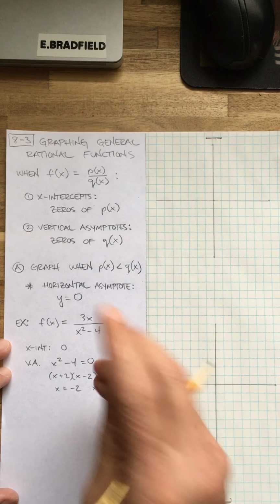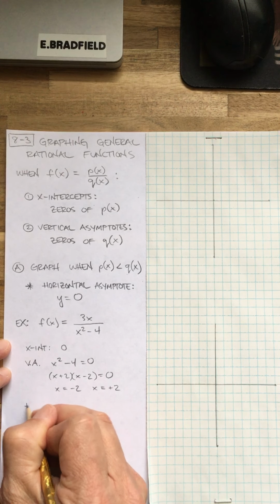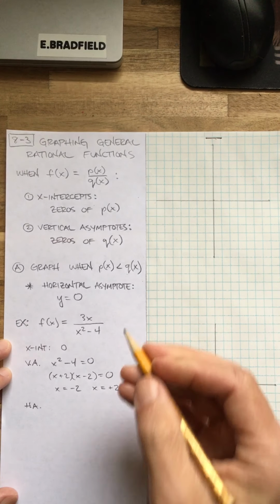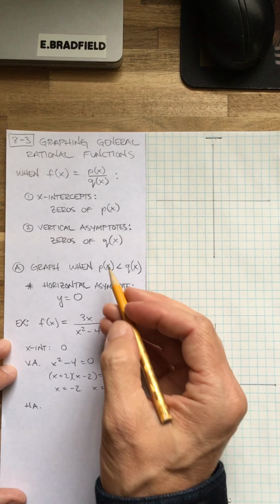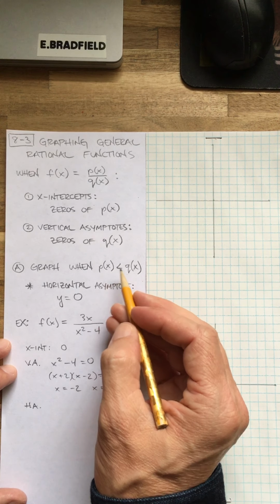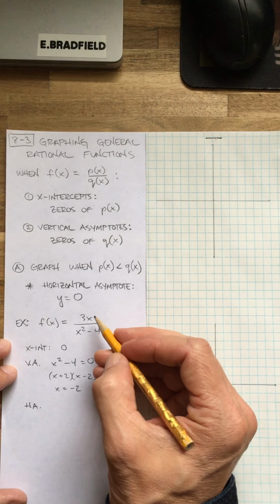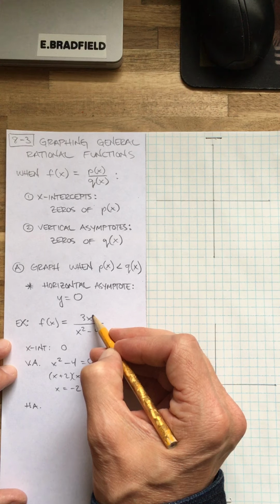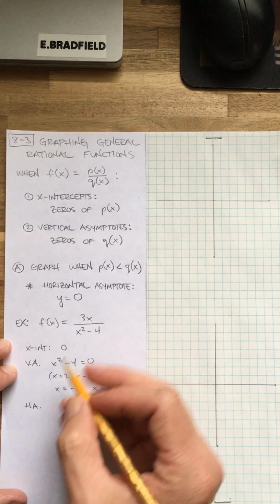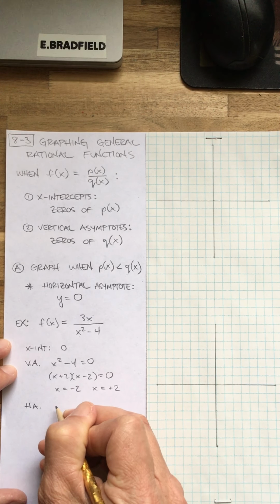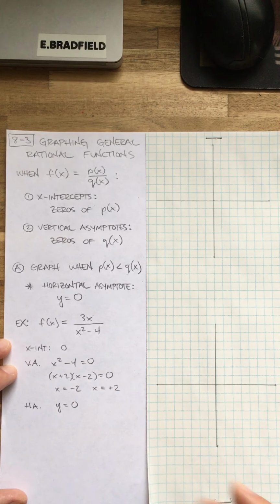vertical asymptotes. And finally, we have a horizontal asymptote, and that is always going to be y equals 0 in this case, when the degree of P of x is less than the degree of Q of x. Notice the degree here is 1 and the degree here is 2. So this is less than this one. So the horizontal asymptote is always going to be y equals 0 in this case.